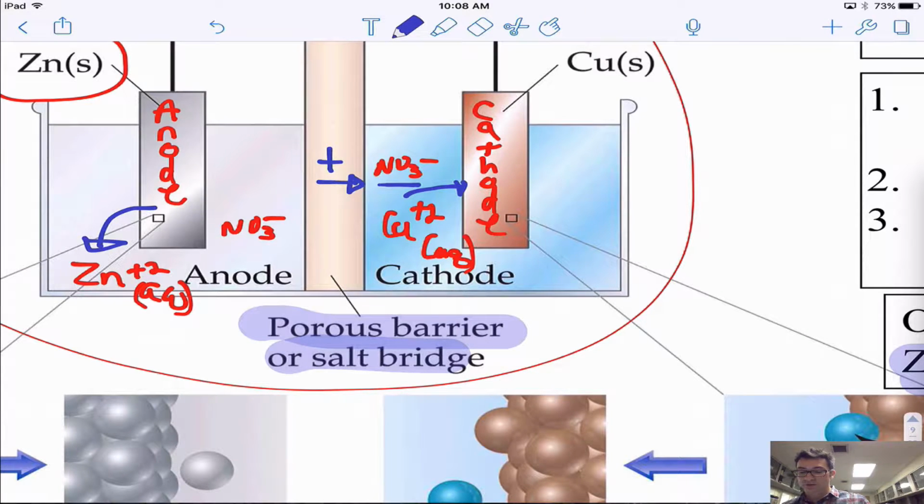And so as the Zn turns into Zn+2, we get a buildup of Zn+2. And so then we'll have negative ions, probably nitrate in this case, coming across the barrier to balance out that Zn+2. So it's all about balancing the charges. If we don't balance the charges properly, then we end up in a situation where the cell just won't work. When I build a cell and then I take out the salt bridge, as soon as I take out the salt bridge, the cell voltage goes to 0.